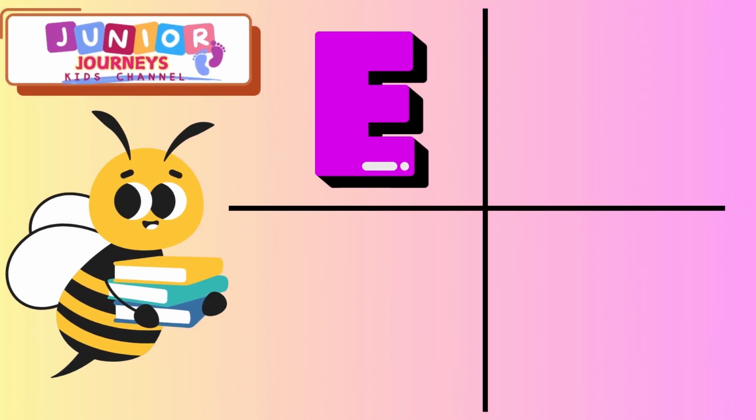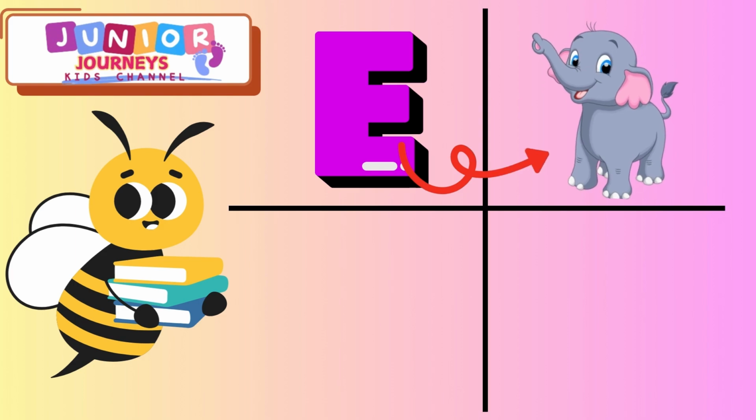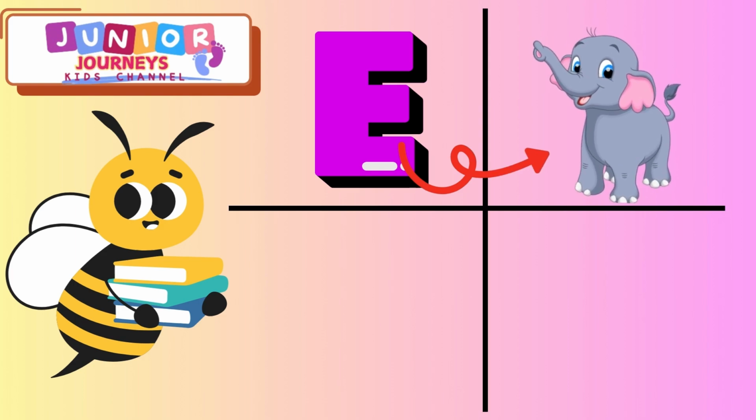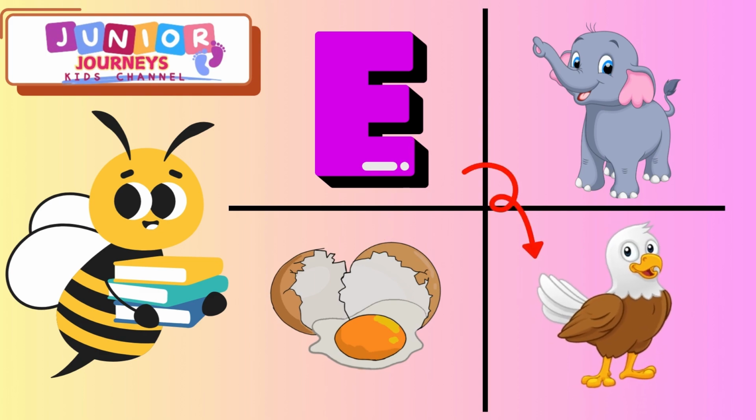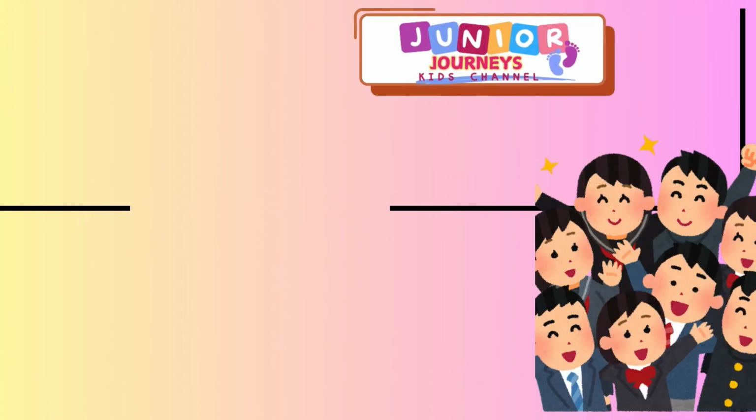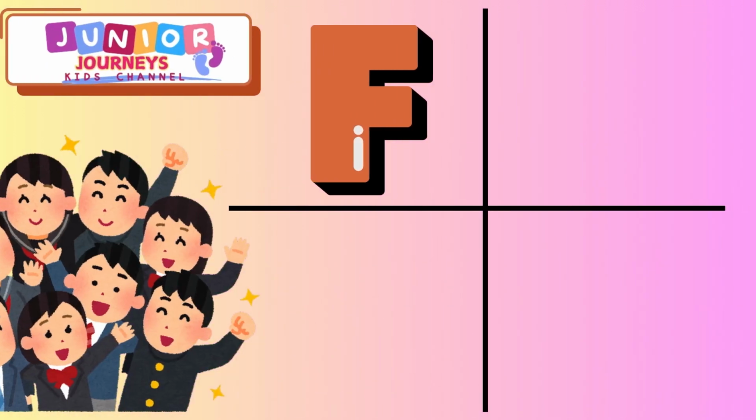Next letter is E. E. E is for elephant. Elephant. E is for an egg. Egg. E is for an eagle. Eagle.